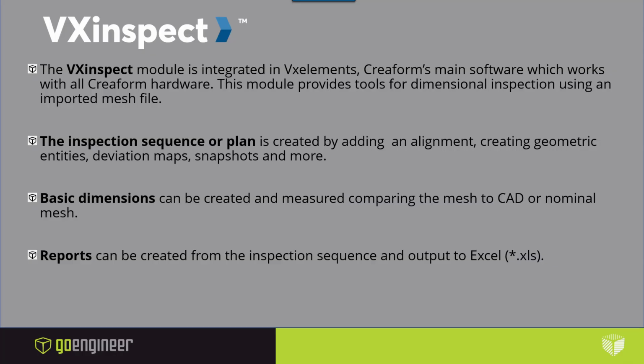The VX Inspect module is integrated into VX Elements, Creaform's main software which works with all Creaform hardware. This module provides tools for dimensional inspection using an imported mesh file. The inspection sequence or plan is created by adding an alignment, creating geometric entities, deviation maps, snapshots, and more. Basic dimensions can be created and measured comparing the mesh to CAD or nominal mesh. Reports can be created from the inspection sequence and output to Microsoft Excel.